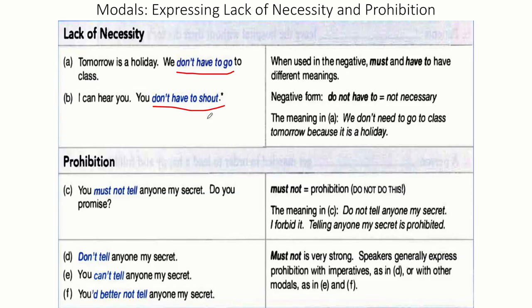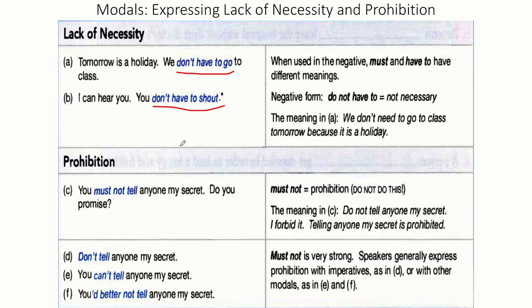We use have to in the negative form, or must in the negative form. When used in the negative form, must and have to have different meanings. The negative form, do not have to, expresses lack of necessity. But for must followed by the negative form, we're going to see it in the following category. So this is the first thing you need to remember: for expressing lack of necessity, we use have to in the negative form.